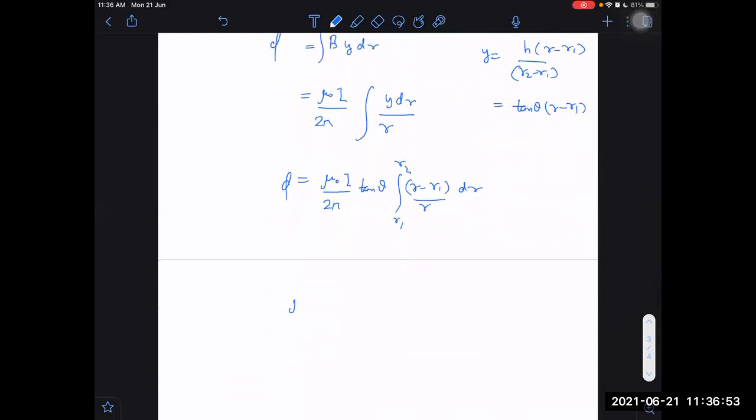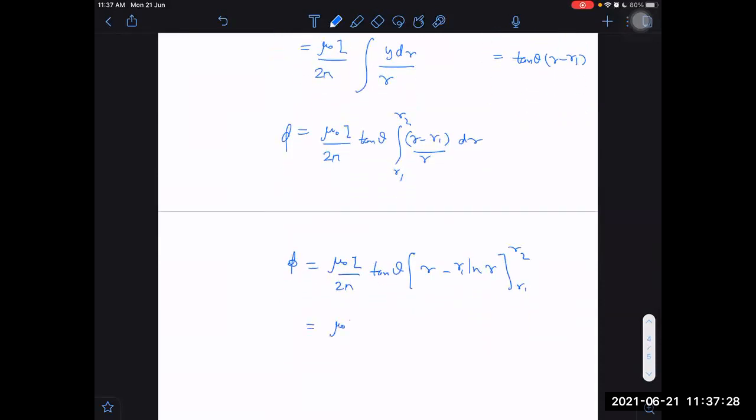So what is phi coming out to be? Phi is coming out to be mu naught I by 2 pi into tan theta into, what is the integration? First term is r upon r, which is 1, so integrating gives r. We simply get r2 minus r1 after putting the limits, right? Or let me put the limits in the next step. Let me write the integration result. Integration result will be r minus r1 into ln r, with limits from r1 to r2.